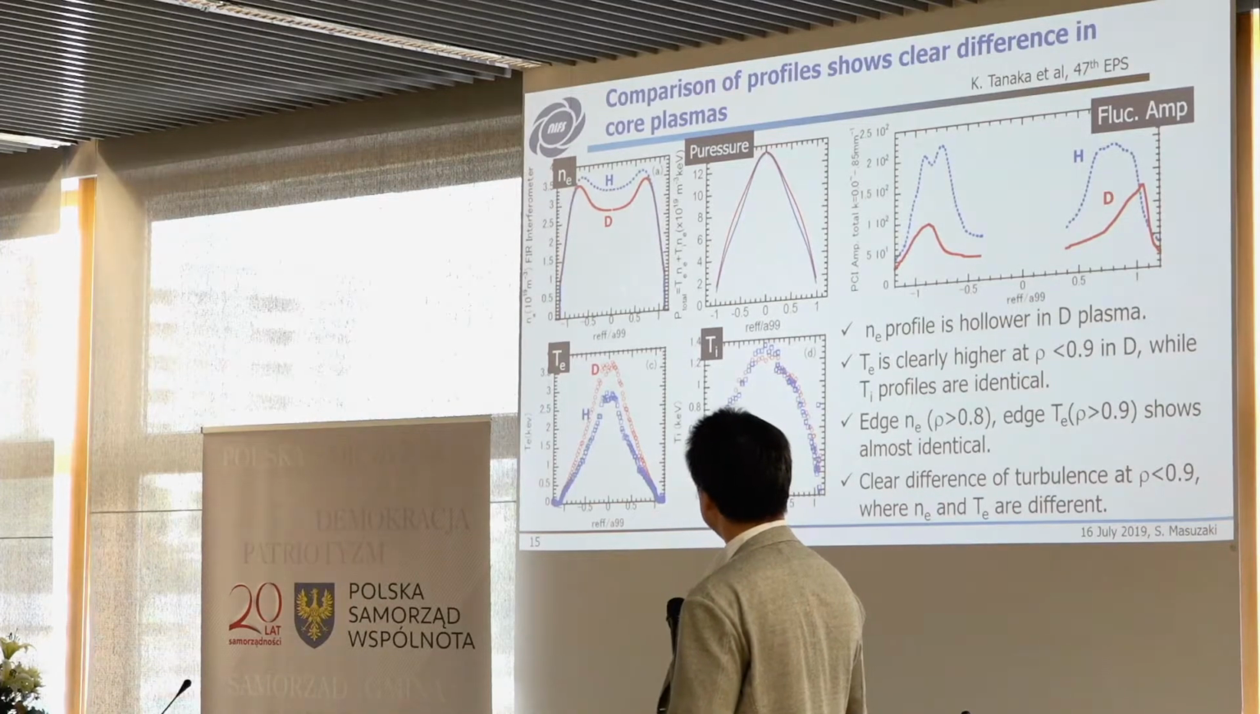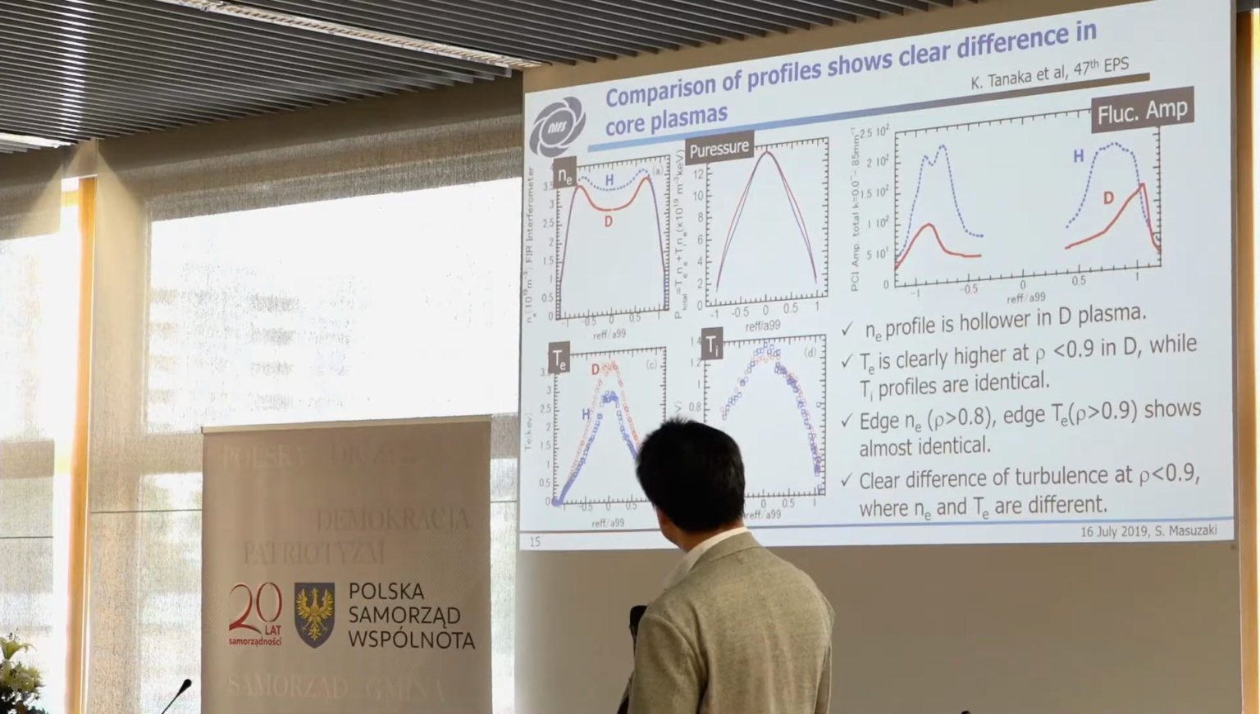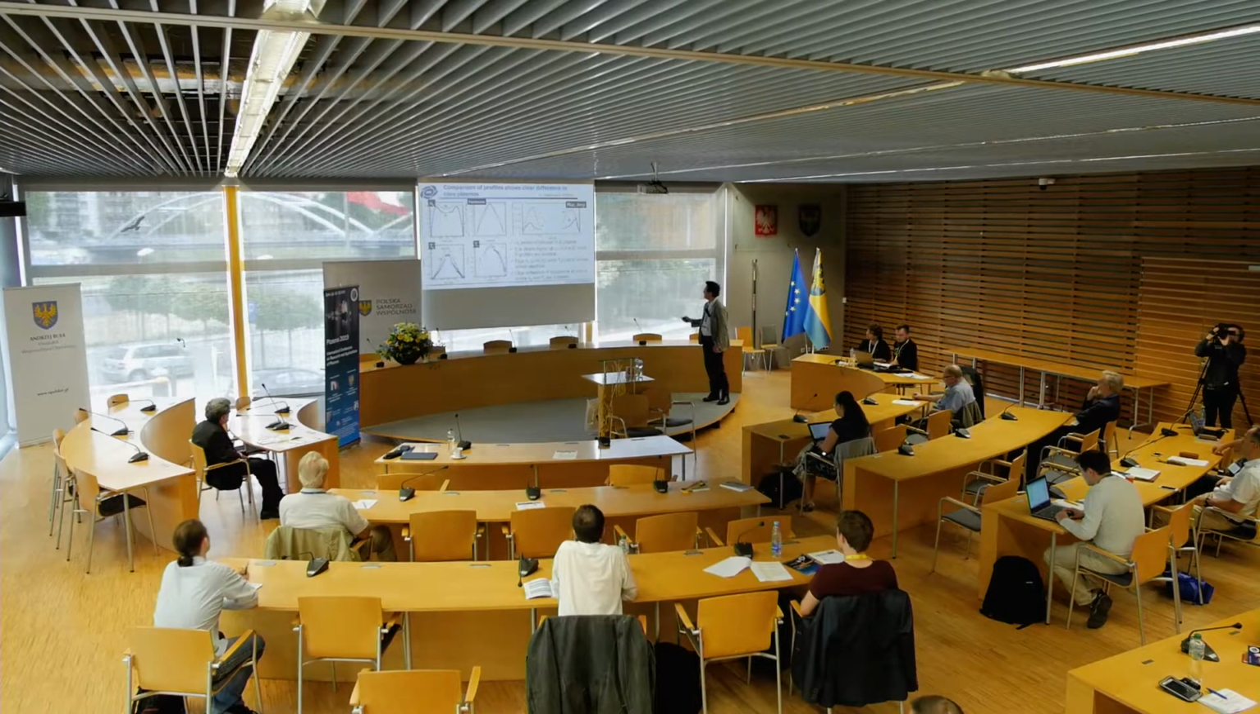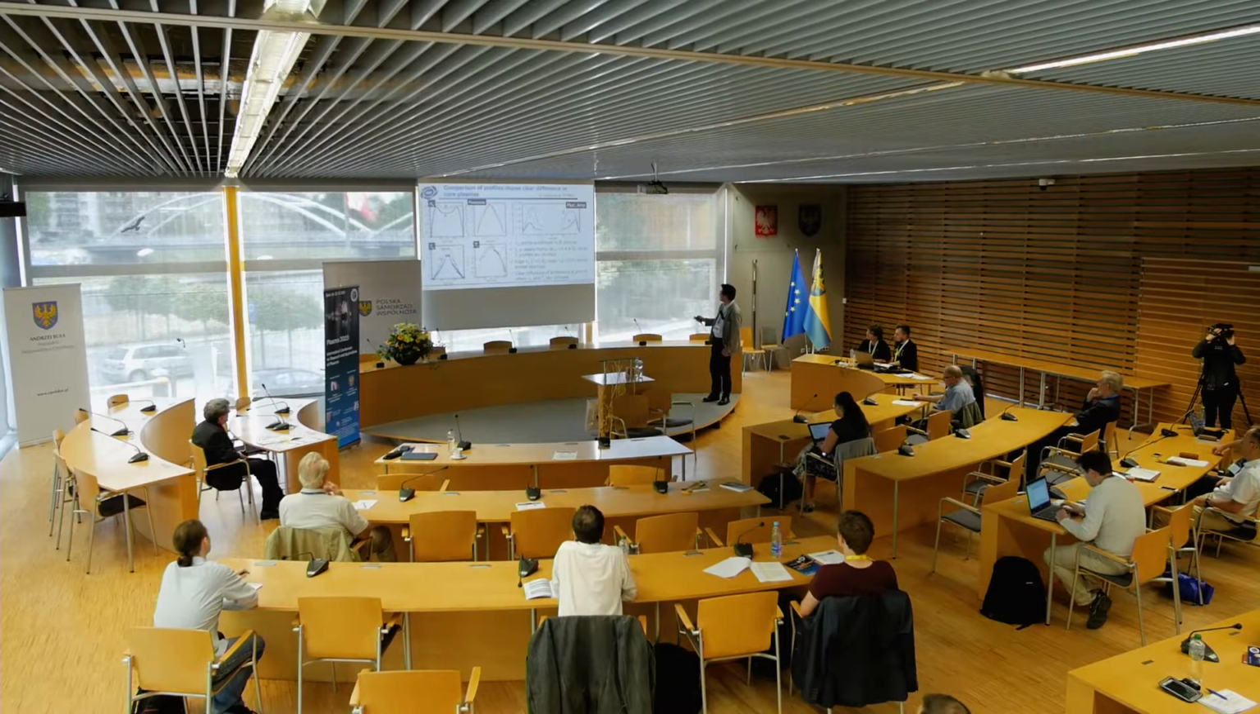That is also the case for density: in the edge region they are almost the same. Only the center part is different, the core plasma part. And this is pressure, and the ion temperature profile is almost identical. And this is the fluctuation amplitude. You can also see in the deuterium case the fluctuation amplitude is reduced compared to hydrogen, especially in the core region. In the edge region, it is not so largely changed.